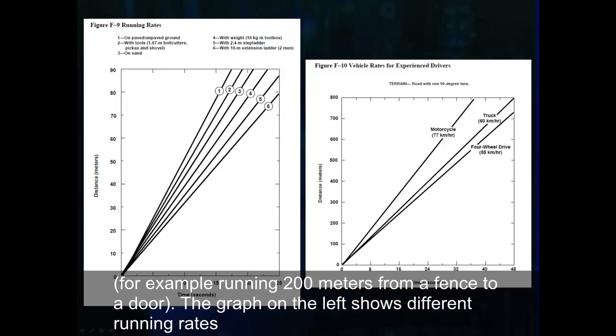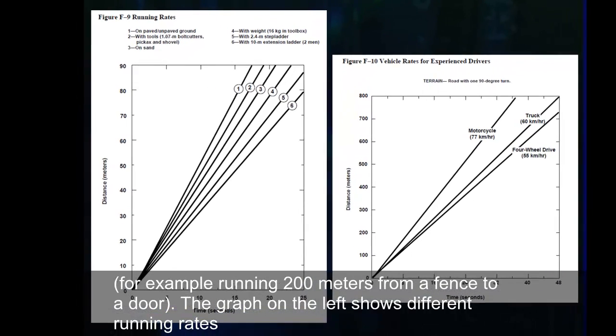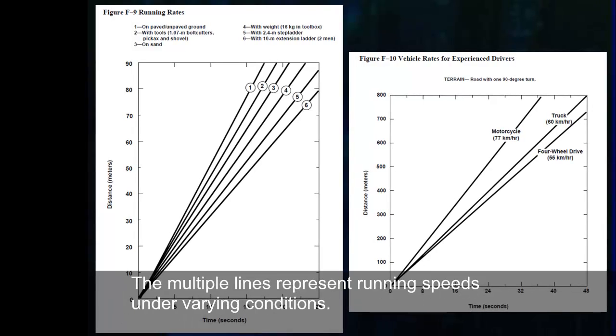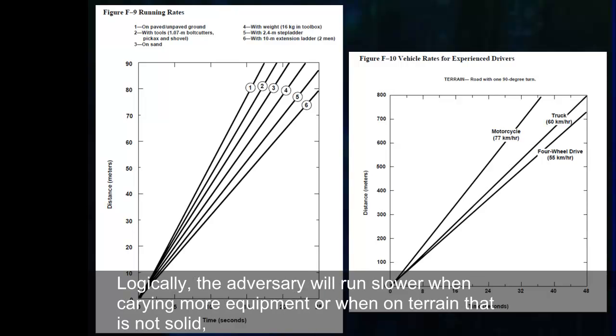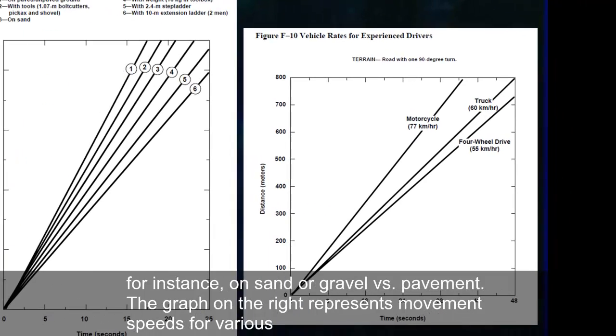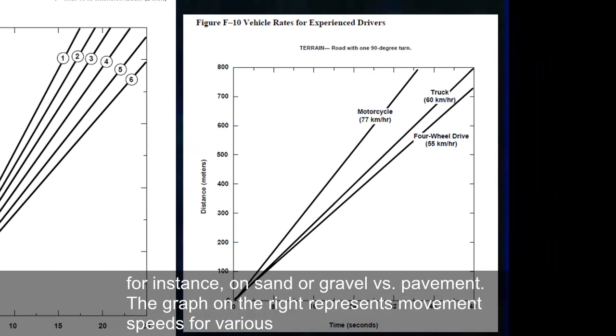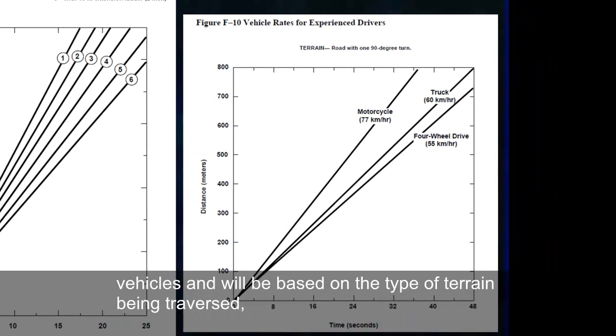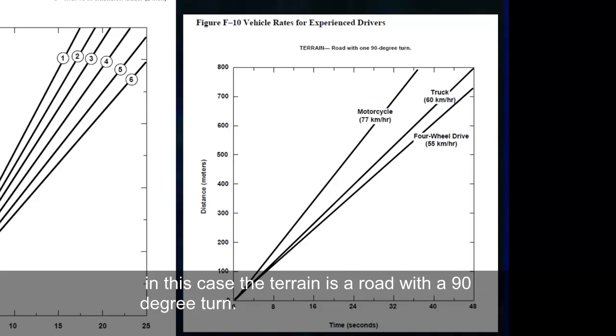For example, running 200 meters from a fence to a door. The graph on the left shows different running rates. The multiple lines represent running speeds under varying conditions. Logically, the adversary will run slower when carrying more equipment or when on terrain that is not solid, for instance, on sand or gravel versus pavement. The graph on the right represents movement speeds for various vehicles and will be based on the type of terrain being traversed. In this case, the terrain is a road with a 90-degree turn.